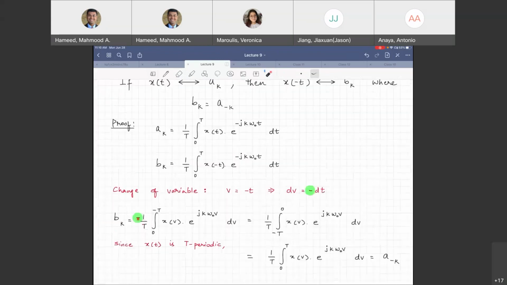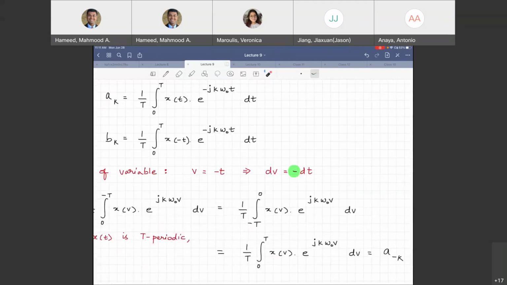If you use up the negative sign there, you can flip the integration limits. 1 over T integration from minus T to 0, x of v e to the plus jk omega naught v dv. Since x of t is T periodic, if you take the integration from 0 to capital T or from negative T to 0, it should be the same. So this integration you can replace with this integration. It's over one time period. So 1 over T remains as is, x of v remains as is, e to the plus jk omega naught v remains as is.